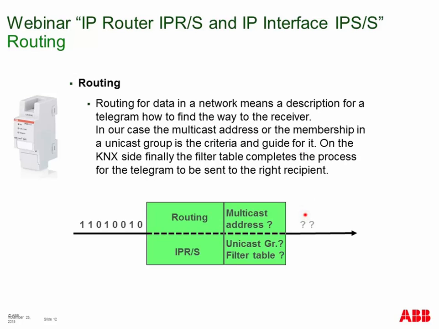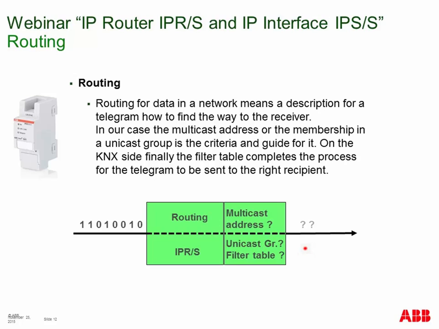On the KNX side, finally, the filter table. IP routers have, like line couplers, of course, also a filter table available, which completes the process for the telegram to be sent to the right recipient. So a telegram coming in routing mode to the IP router will be evaluated. Is it the same multicast address, a correct multicast address, or does it belong to the Unicast group, if this is adjusted? And last but not least, is it a member of the filter table? And then it will be sent out down to the line behind.